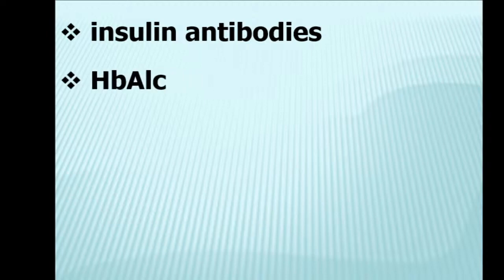if we suspect some autoimmune disorders, and glycemic hemoglobin. It is used for diagnosis and for control of treatment of diabetes mellitus. Normally it varies from 4.8 to 6%.